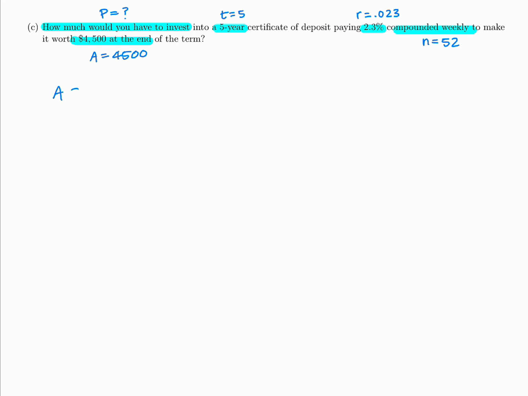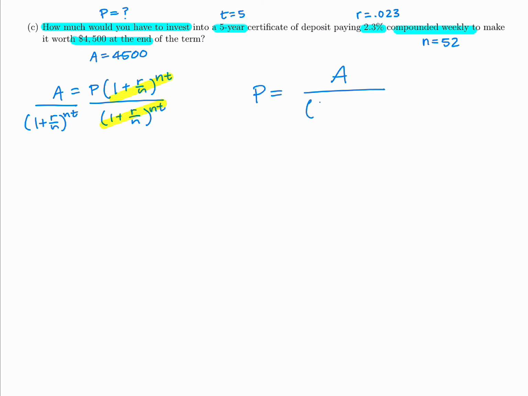All right, so my formula is A equals P times 1 plus R over N to the NT. And I'm trying to find P. I want P by itself. What I'm going to do is solve for P by just dividing both sides by all of that other stuff. So now we see these two will cancel out. And I have that P is the same thing as A over 1 plus R over N to the NT. And now I have P by itself, and that's what I'm looking for.